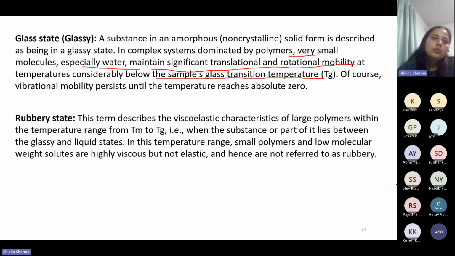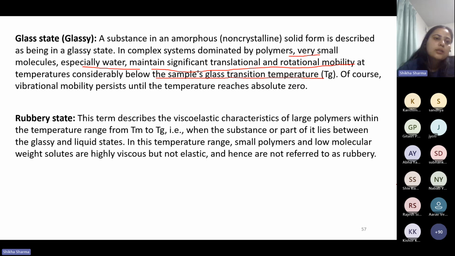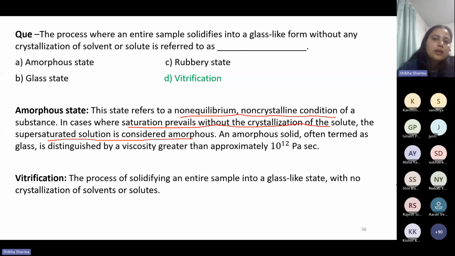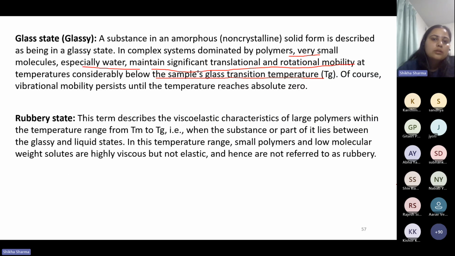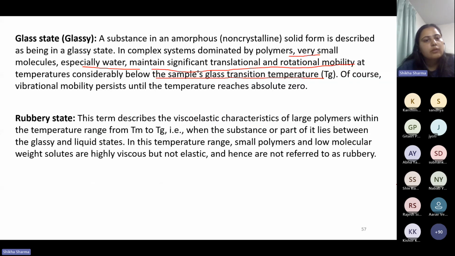We know that any material can have different kinds of states, like the rubbery state, the glassy state, the amorphous state, the crystalline state, right? But the glassy, rubbery, and amorphous states don't come in the crystalline structure, the crystalline phase.